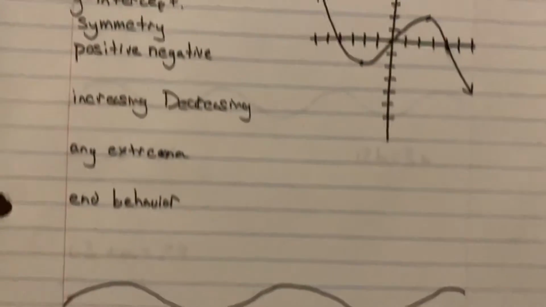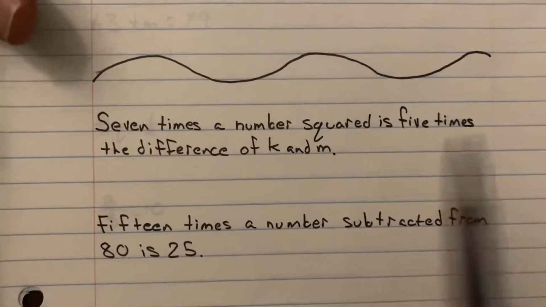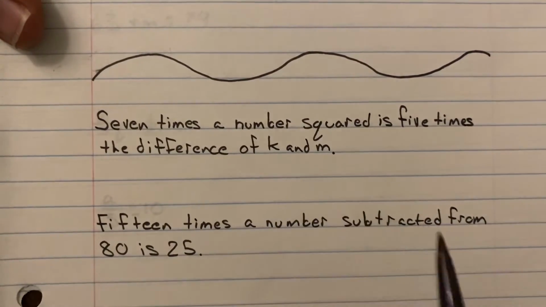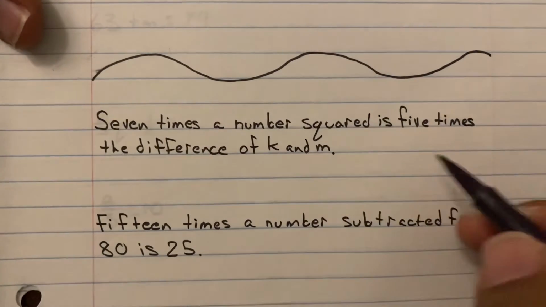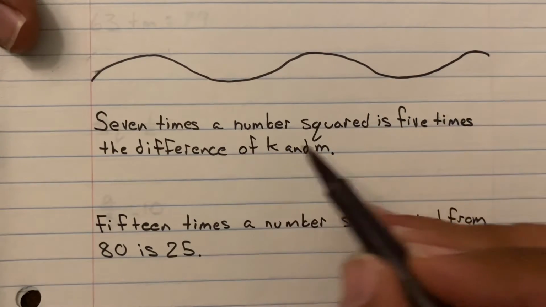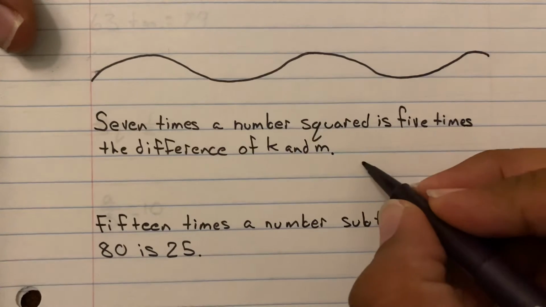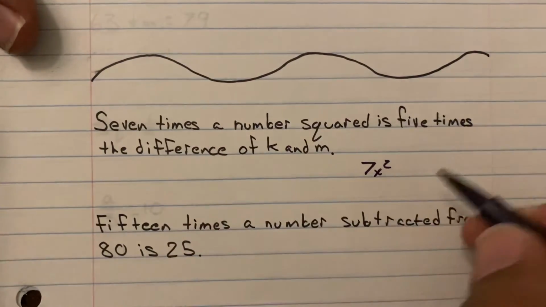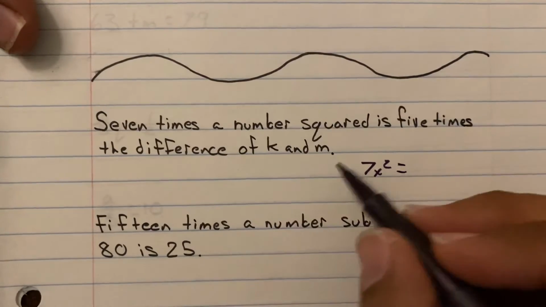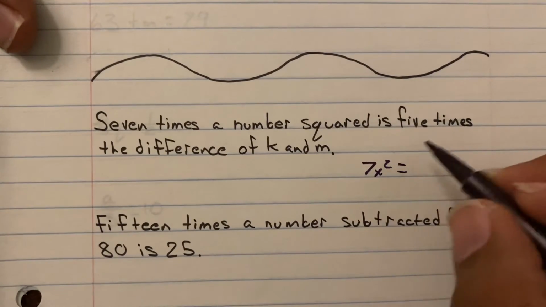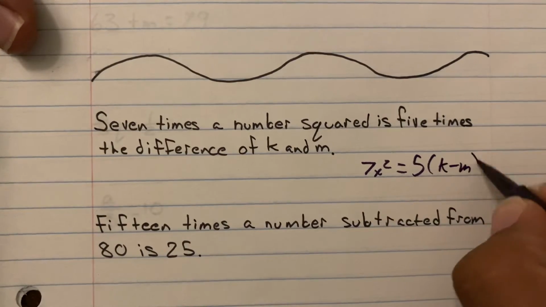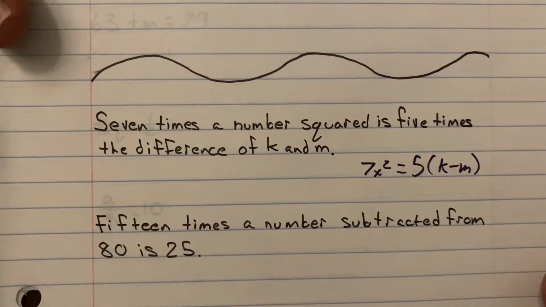All right, now let's talk about this here. 7 times a number squared is 5 times the difference of k and m. So you're writing this equation out. So 7 times a number squared. So 7 times a number squared is 5 times the difference of k and m. So difference of k and m.